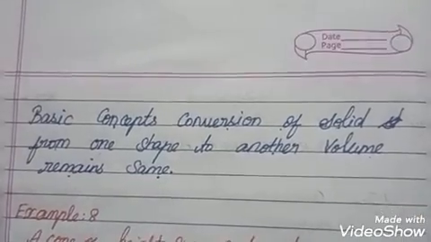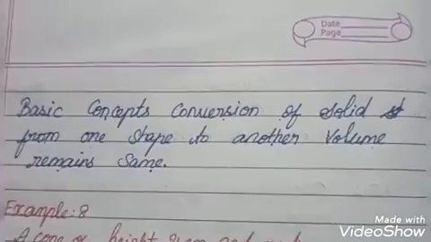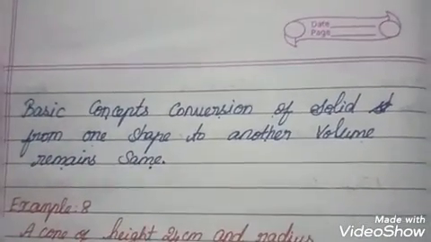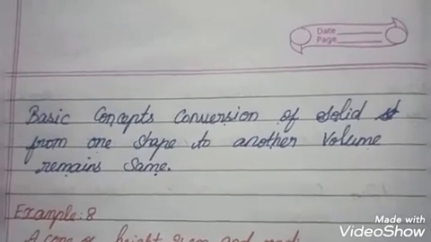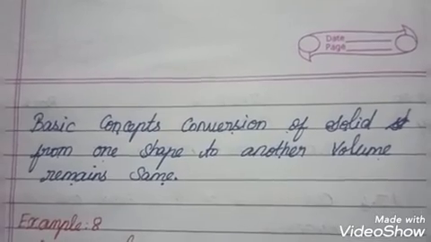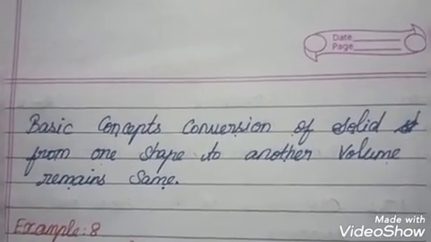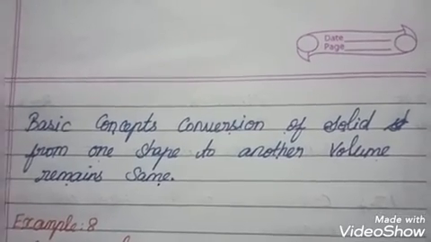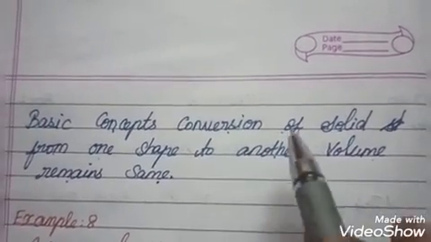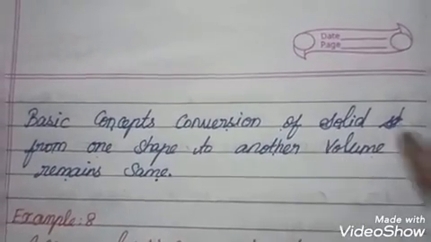So if you convert one solid shape into another, it may be cylinder to sphere, sphere to cuboid, cube, cone, whatever it is, from one shape to another shape, the volume remains the same. It is in the form of conversion. If you need to transfer a liquid from one place to another, it may vary in size.